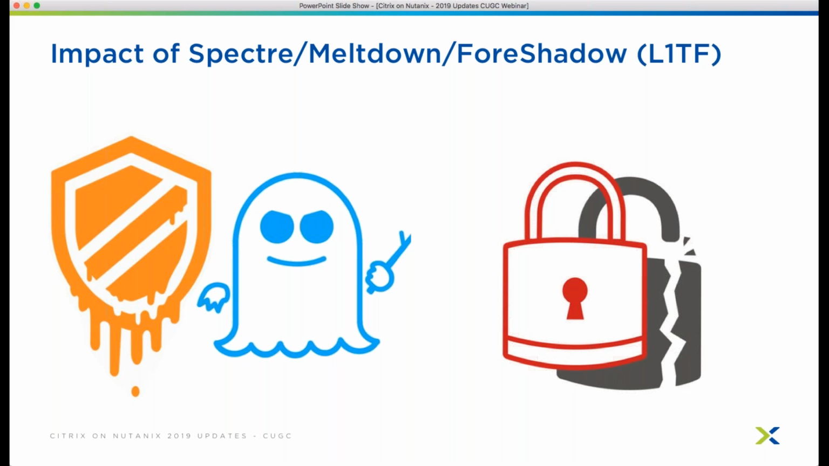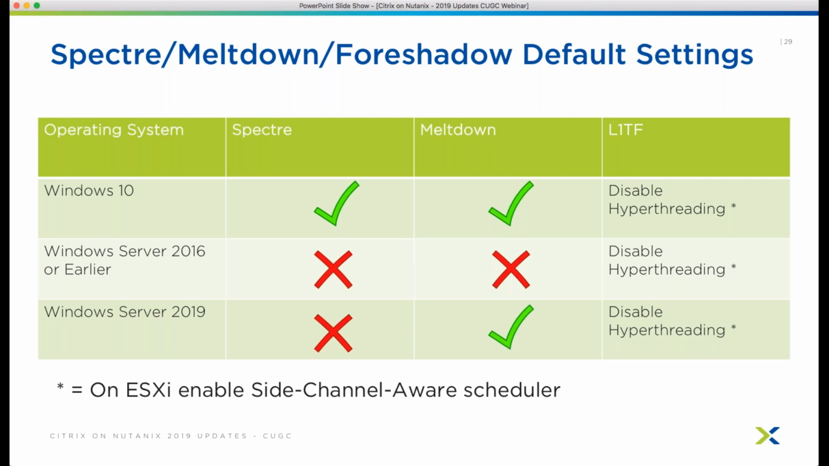So, security patches. Spectre, Meltdown, Foreshadow, the L1TF, all those are software mitigations today. Hopefully Cascade Lake, which is just out now, will fix this in hardware, but right now this is what we're seeing with software mitigations. So, just look here at the default settings. Windows 10, disable hyperthreading, both enabled. Server 2016 or earlier, they're not there. Disable hyperthreading. And then Server 2019, you'll see that Meltdown's there. Disable hyperthreading. And then on ESX, that's the side channel aware scheduler. So that's what they look like from those default settings for those security issues.